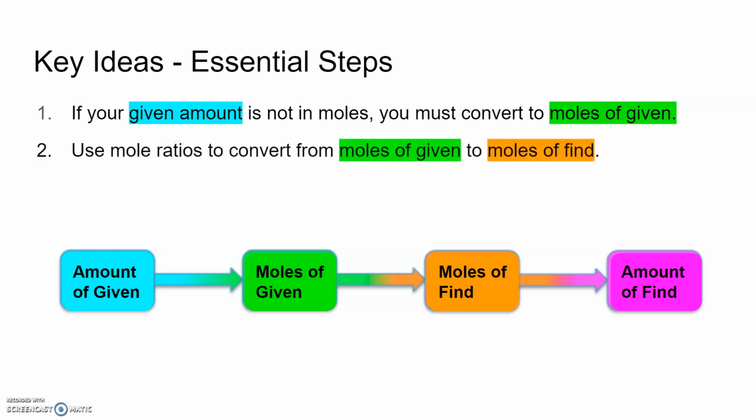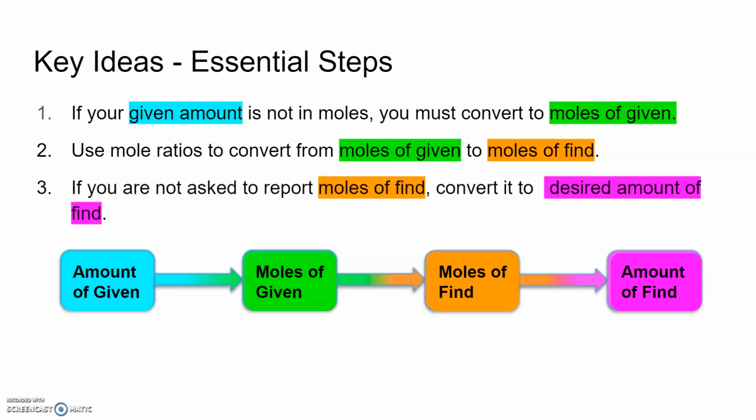The second step is to use the molar ratios to convert from moles of given to the moles of the thing you're trying to find. And that second step is essential for all stoichiometry problems no matter what. The third step, if you're asked to report your find in a unit other than moles, you're going to convert the moles of your find into the desired units of your find. For example, if they're asking for grams of what you're trying to find, you'd have to convert it from moles of what you are finding to grams of what you're finding.